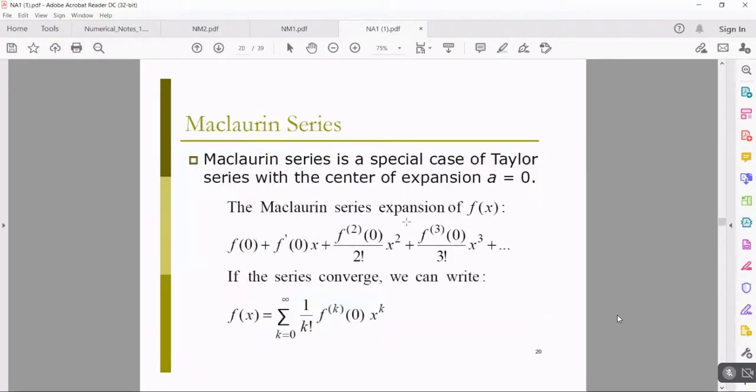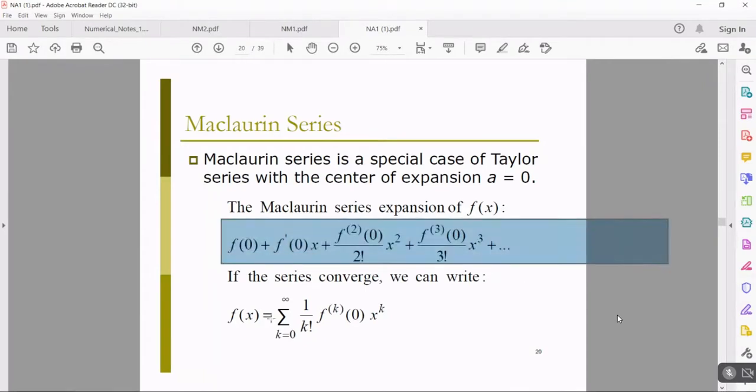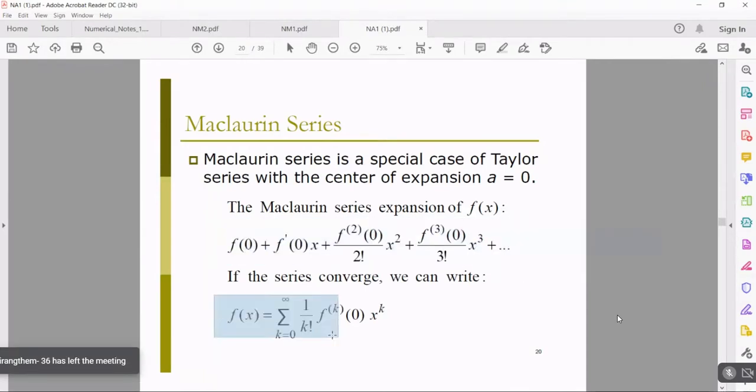Then we have the Maclaurin series. You know that in the Taylor series we expand the function about some point a, but in Maclaurin we expand about the origin, that is a equals 0, and the similar thing is here. If this infinite series converges, then it is equivalent to f(x), and this one is known as the Maclaurin series.